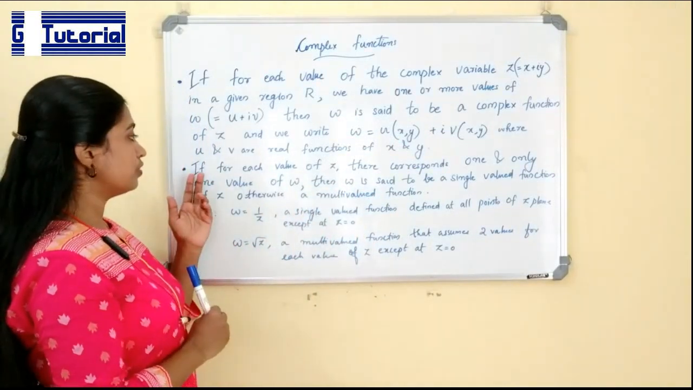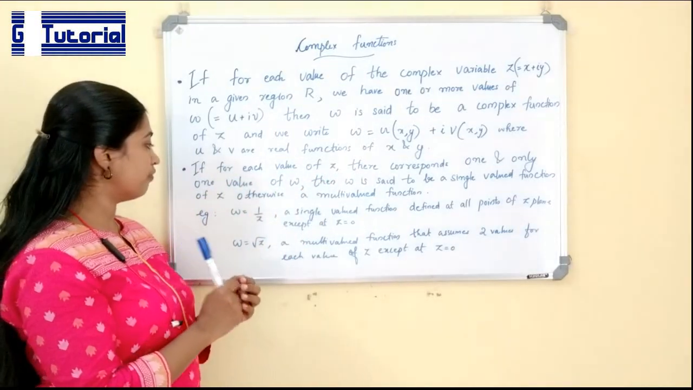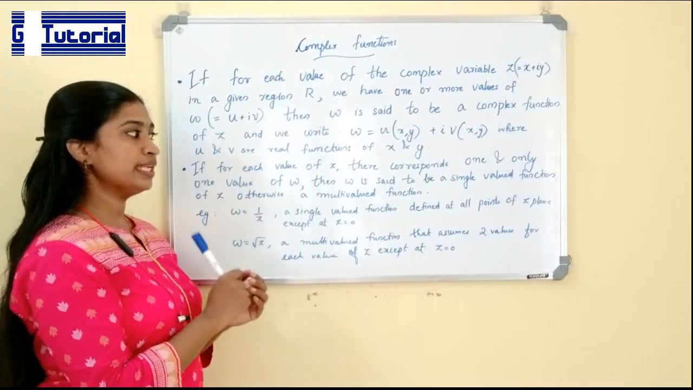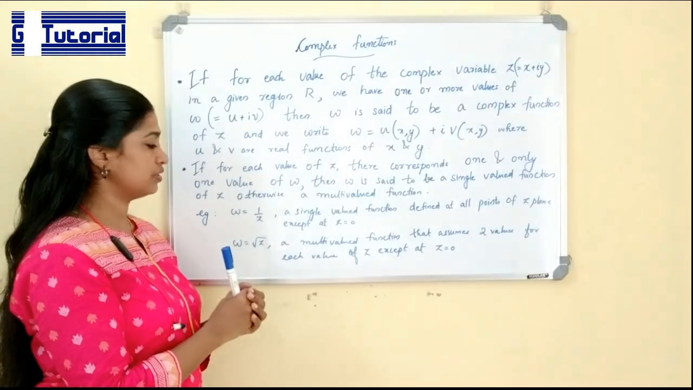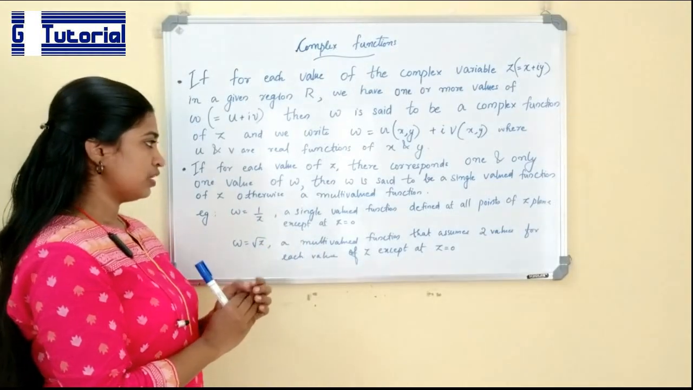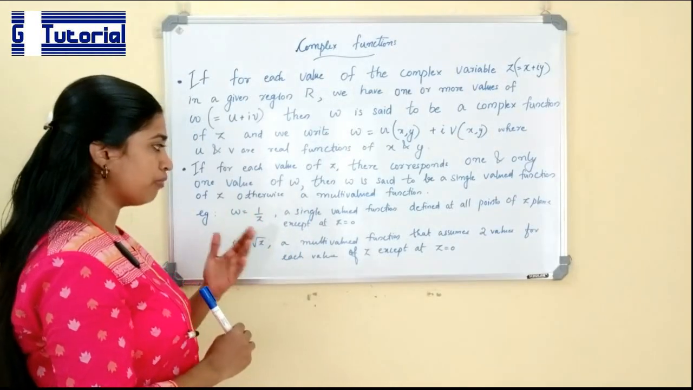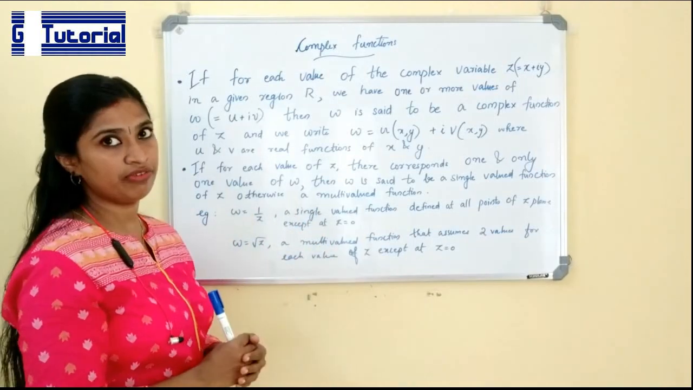Now for each value of z, if there corresponds one and only one value of w, then w is said to be a single valued function. Otherwise, it is a multi-valued function. By observing the examples, we will understand more about single valued and multi-valued functions.